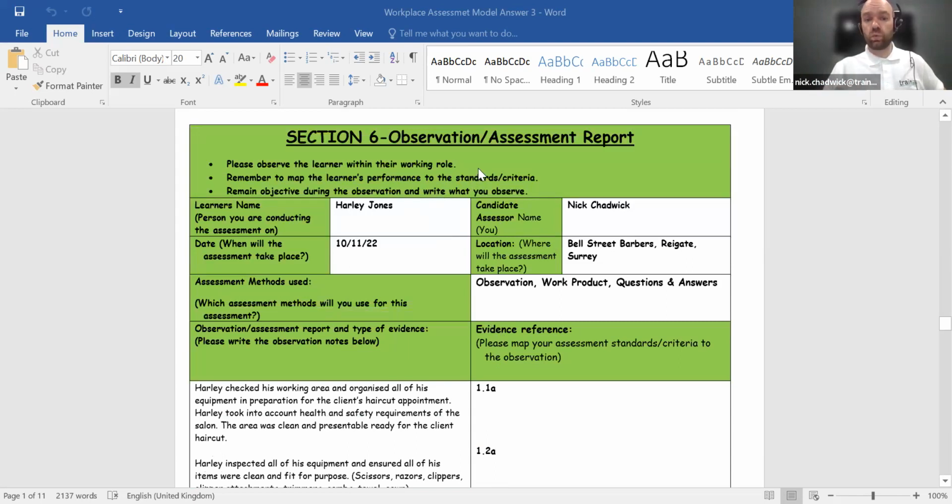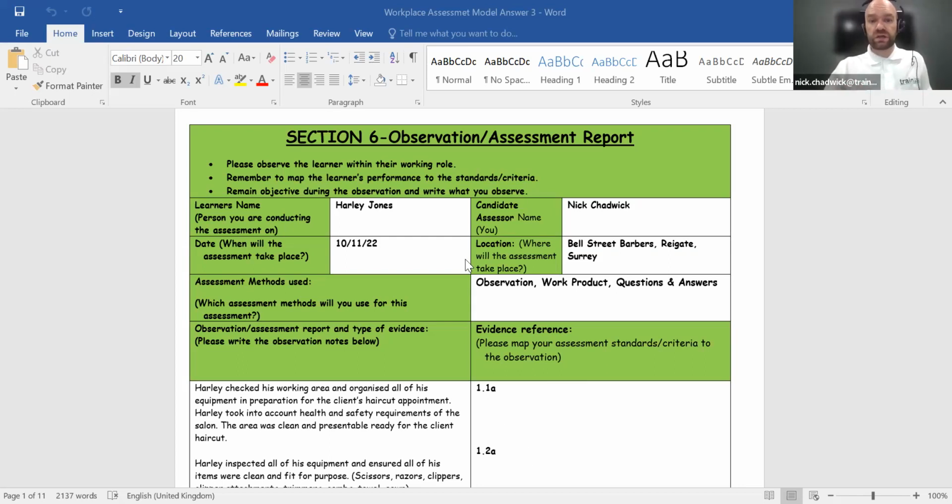Now, we're just on to the observation reports. So for workplace assessments, you must observe the learner within their working role, essentially. And what you must do is you must write an observation report based on their performance, but you must also map your observation to your standards or criteria. Now, this is where the letters or the numbers come into play.